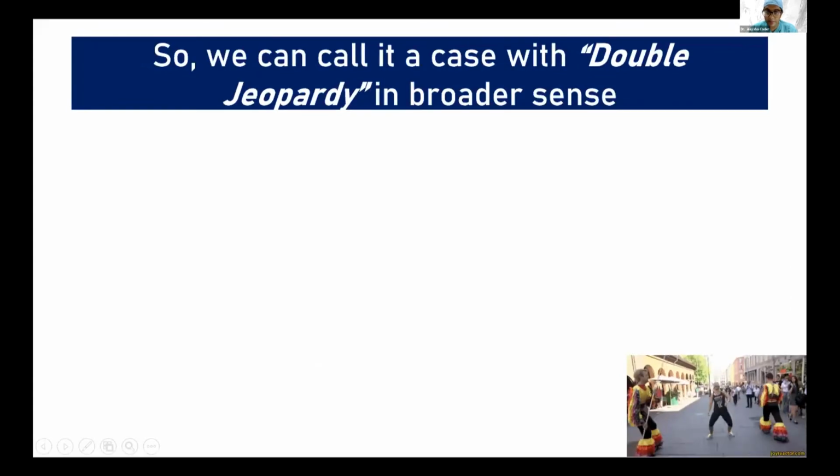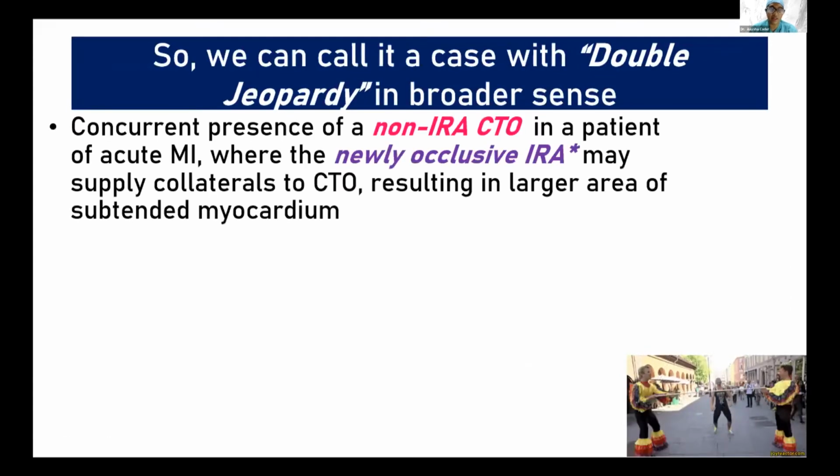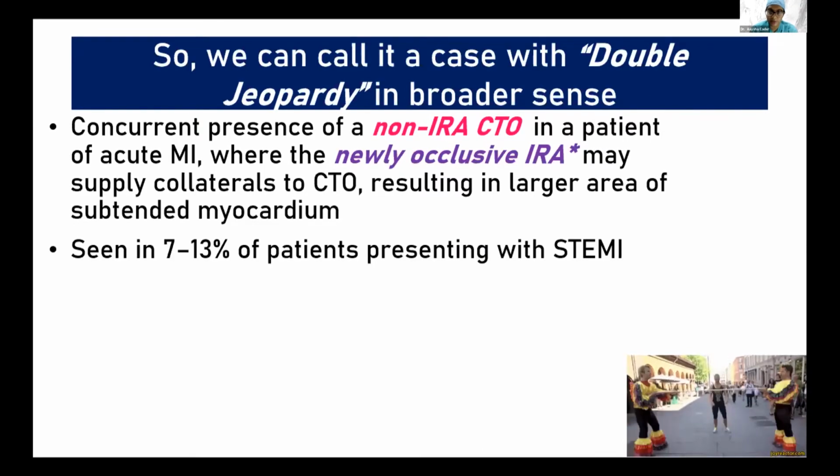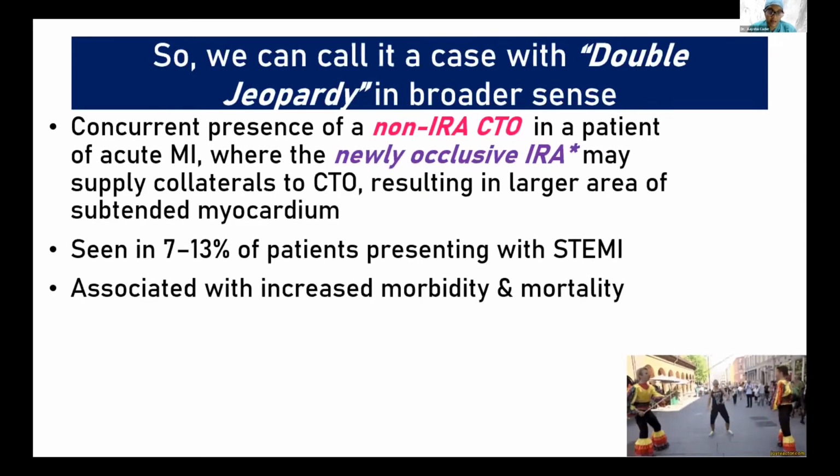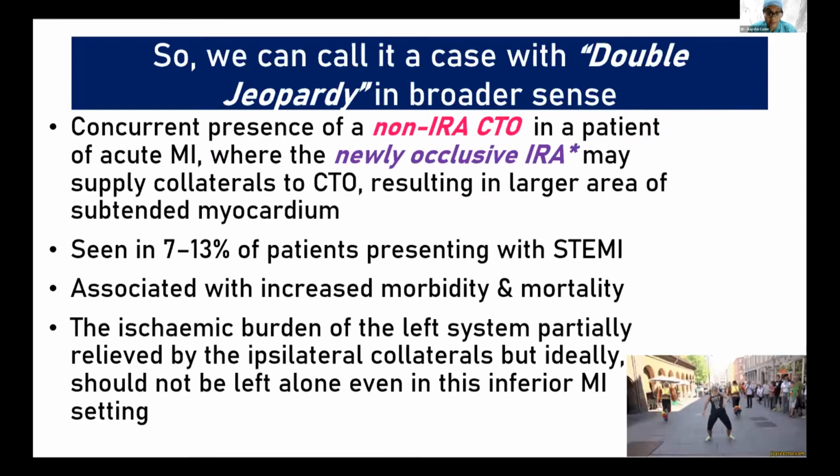So this is essentially a case of double jeopardy, and that is essentially the concurrent presence of a non-infarct-related artery CTO, that is a bystander CTO, in this case the CTO LAD, in a patient who presents with a STEMI, where the newly occlusive infarct-related artery, in our case the RCA, might supply collaterals to the CTO. Therefore, an occluded RCA might result in a large area of subtended myocardium, and that is what a double jeopardy scenario is. This is seen in about a tenth of patients with STEMI, and needless to say is associated with increased morbidity and mortality.